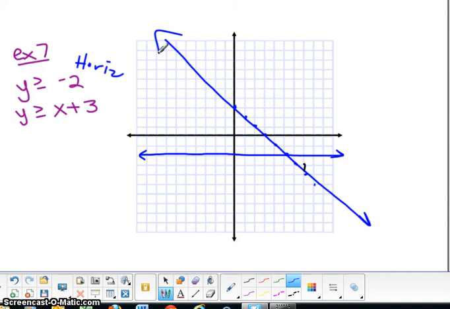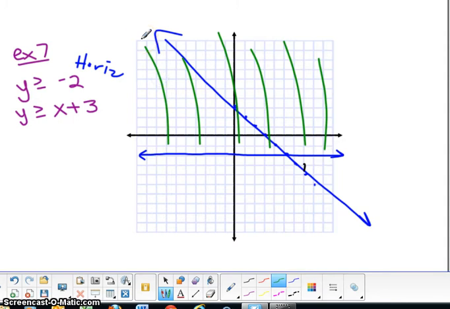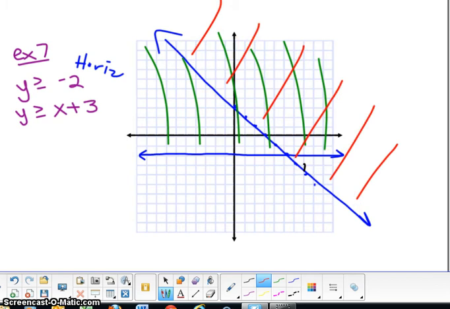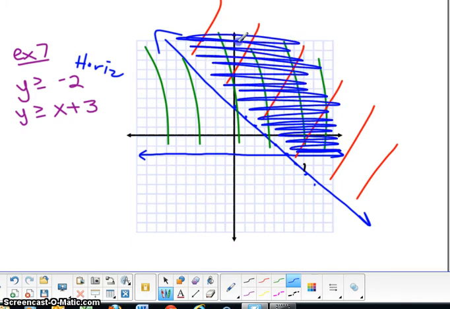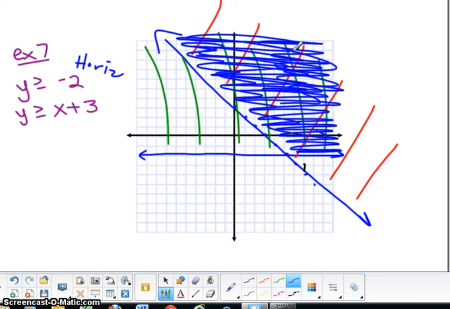Okay, and then with the shading, both of them are greater than. So above the horizontal line would be everything up here, and then above the blue line would be everything on this side. And the only places they have in common is going to be above this little area right here. That's where they intersect, and they intersect all in that area as well. Okay, very good. Let's go on to the next one.